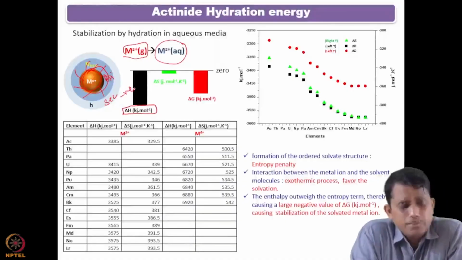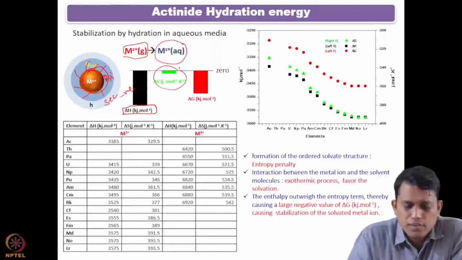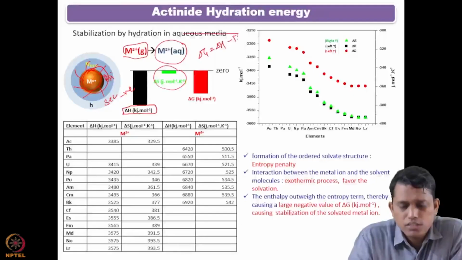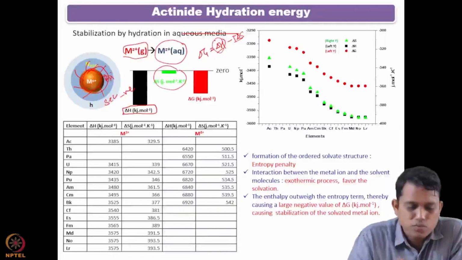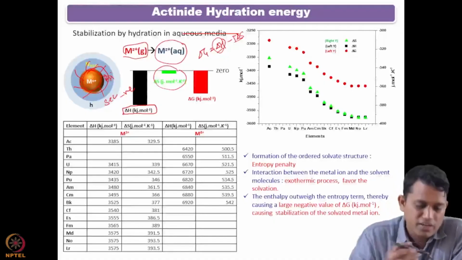But at the same time, when you see the entropy factor, because we know that when you talk about delta G, there are two factors, one is delta H and one is entropy. So there are two factors which control the total delta G value. One is delta H, which I have shown: when there is interaction between the solvent molecules and the metal ion, there is a huge stabilization, or exothermicity, in the delta H. But what about the entropy factor?